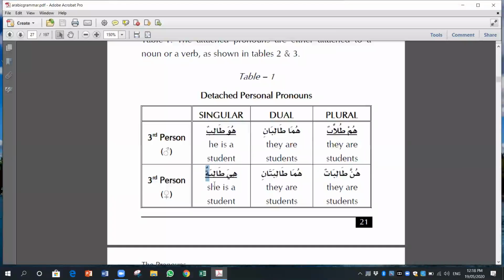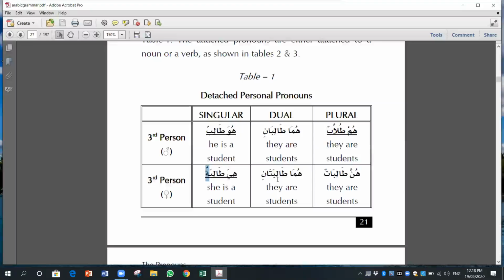So now see how many changes we are making. If we change it from masculine to feminine, that is also a change. Talibun to talibatun, and then the pronoun also from huwa to hiya. So hiya talibatun, what does it mean? She is a student. And if we move next, how will we make dual for talibatun? Yes, Aisha, talibatun. What will be the alif noon?